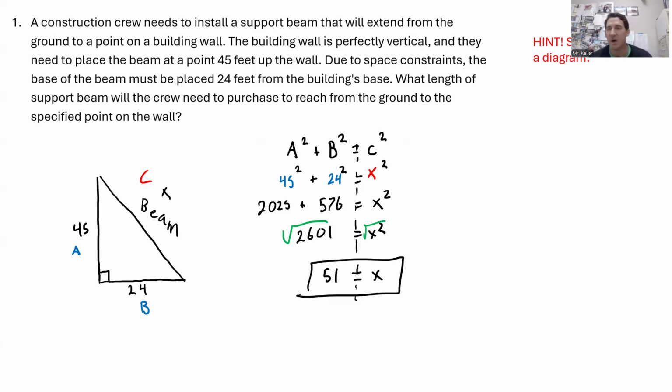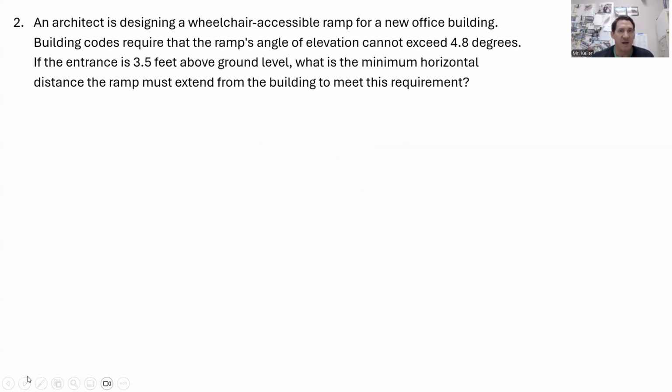So pretty simple. It really helps to draw that diagram so you can see what information you know. Make sure you label it. You can label the floor and the wall, and that'll just help determine what things should be. So let's move on to the next one.